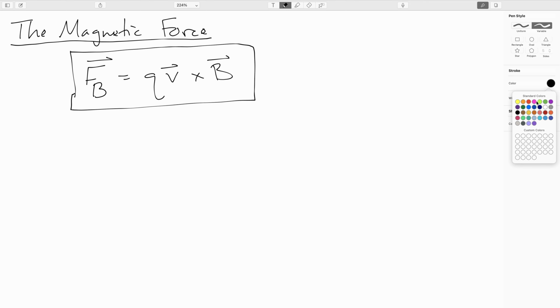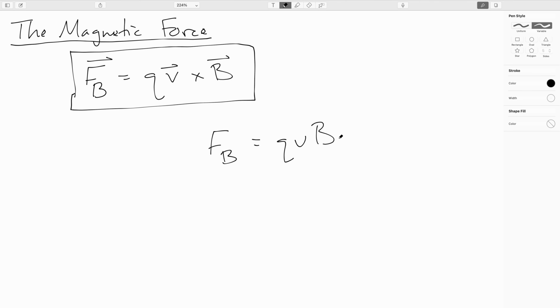So this means that the magnitude of the force will be equal to QVB sine phi, where phi is the angle between the velocity and the magnetic field vector. So let's just say here we have a magnetic field that is going into the screen. So when I'm drawing a bunch of X's here, you should be thinking about magnetic field lines perpendicular to the screen and pointing into the screen.